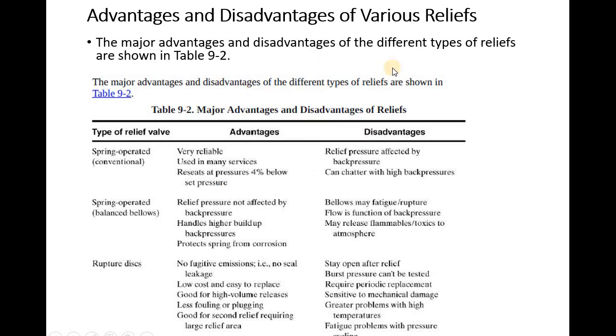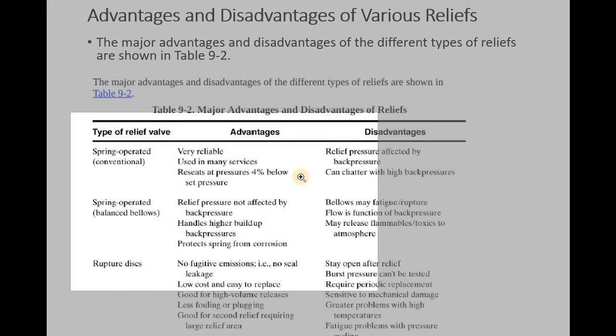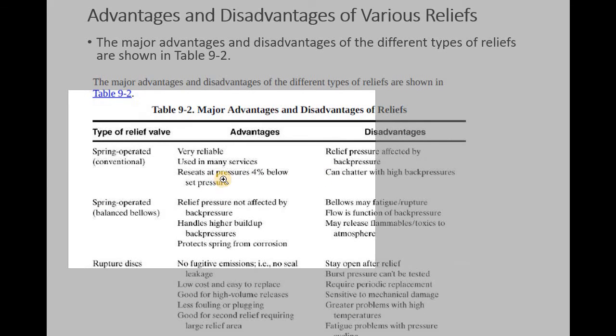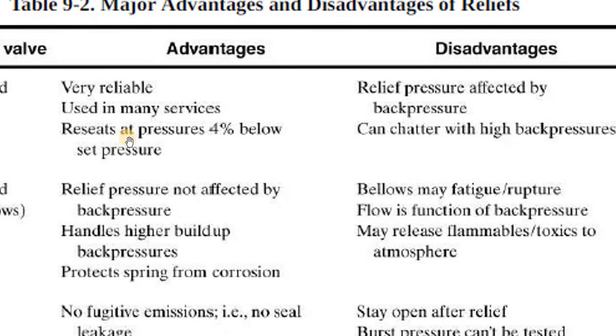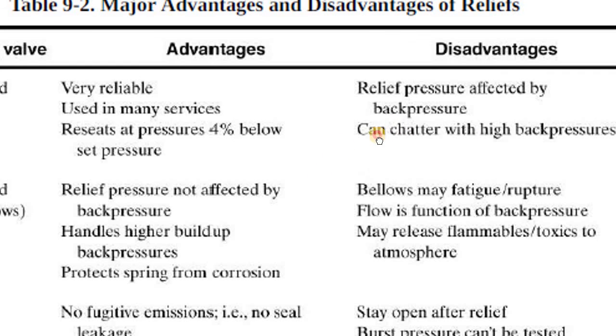So what are the advantages of various reliefs? We already talked about the advantages and disadvantages, but just to have a quick look at it. So what do we have? Spring operated conventional. Advantages for the spring is good. It resets at a pressure 4% below the set pressure, that's the blowdown. The disadvantage is it's affected by backup pressure and can chatter with high backup pressure.